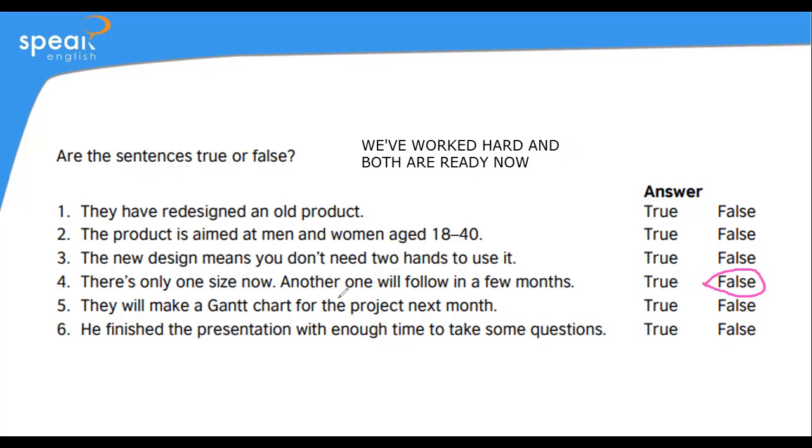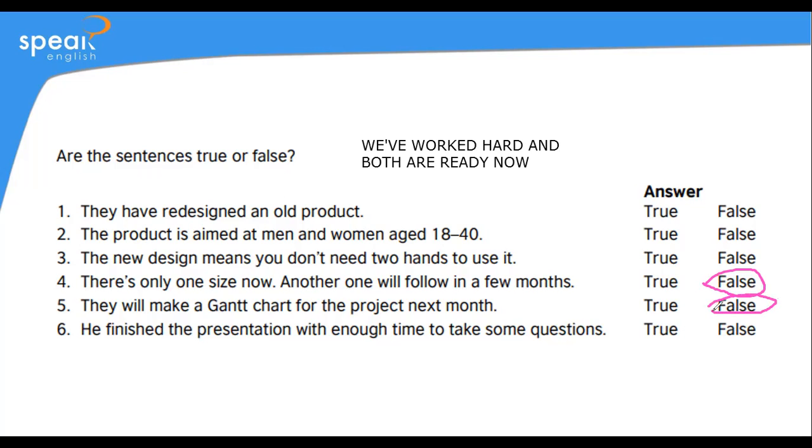All right. What about number 5? They will make a Gantt chart for the project next month. Is it true or false? They already have one, right? Exactly. So it's false. And what about number 6? He finished the presentation with enough time to take some questions. True or false?